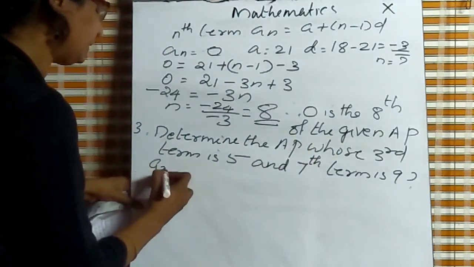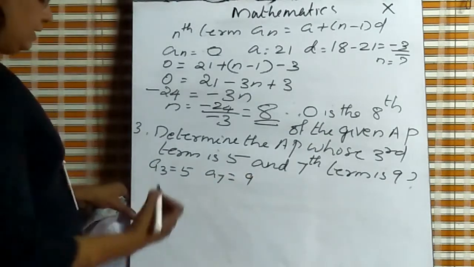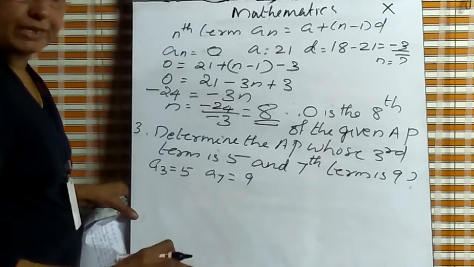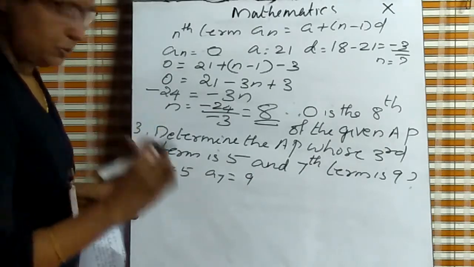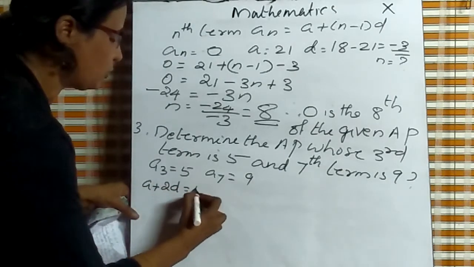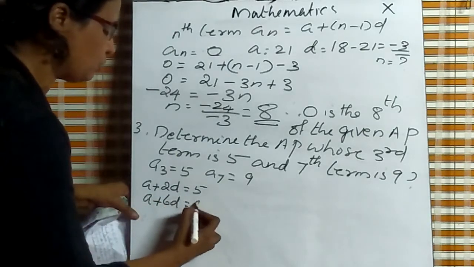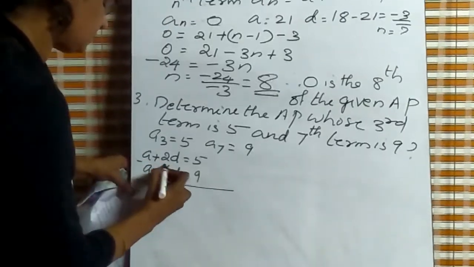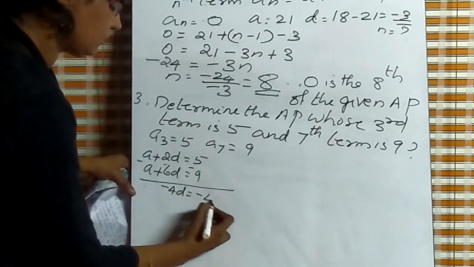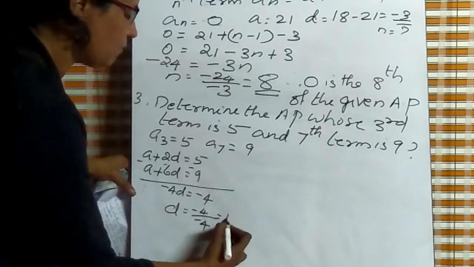Given third term A3 is equal to 5 and seventh term A7 is equal to 9. An is equal to A plus n minus 1 into D. A3 is equal to A plus 2D, so A plus 2D is equal to 5. And A7 means A plus 6D is equal to 9. Subtract. Minus 4D is equal to minus 4. D is equal to minus 4 divided by minus 4 is equal to 1.